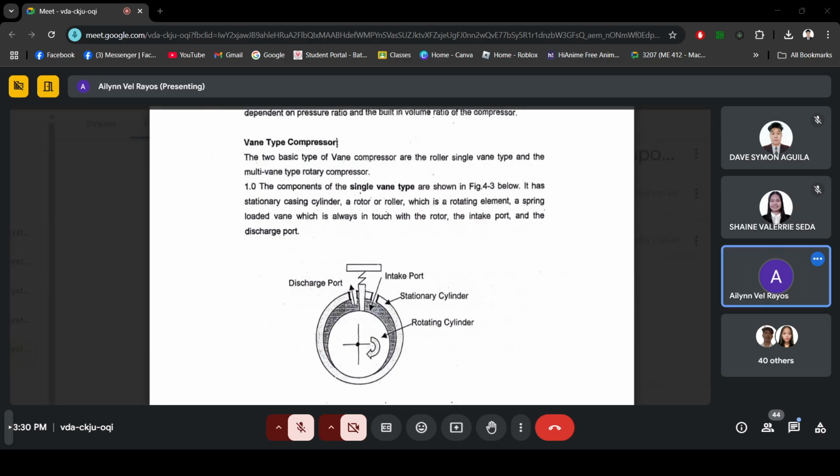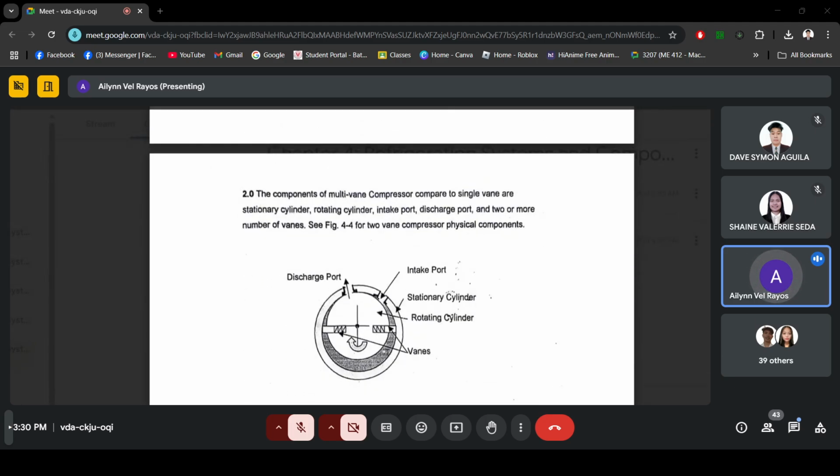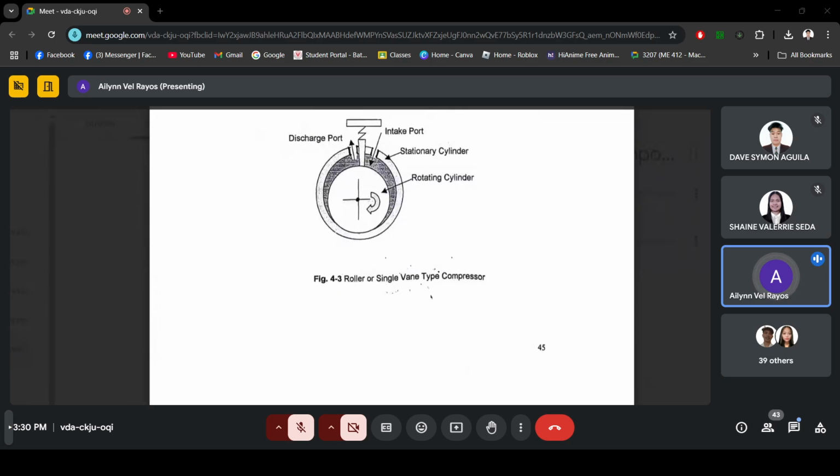Okay, so the next type that we have here is the vane type compressor. So meron tayong dalawa, which is the single and the multi-vane compressor. Saan ba natin makikita kung siya single or multi-vane? So makikita natin siya dito sa vane na nandito. So mapapansin nyo dalawa yung vanes dito. And then dito, isa lang.